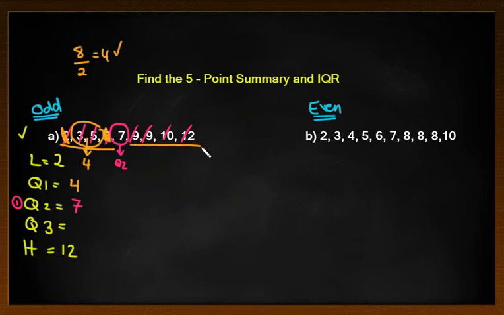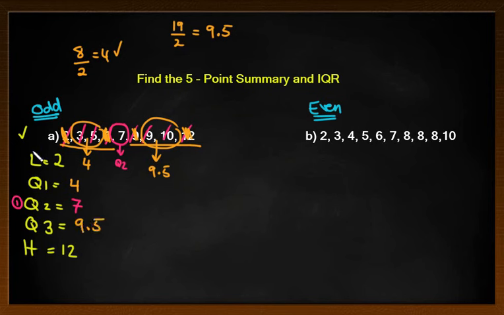I'll do the same on the right-hand side. So I'm going to cross the 9 and the 12 out. This time I'm left with a 9 and a 10. What's halfway between those two? Well, that's going to be 9.5. If you're not sure, add them together and divide by 2, and your calculator will give you the answer of 9.5. So that's my Q3.